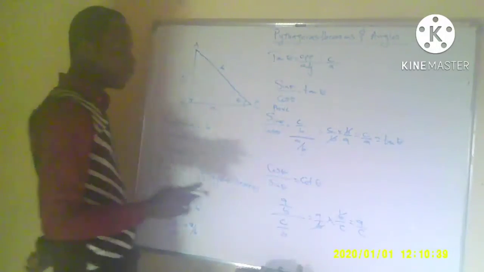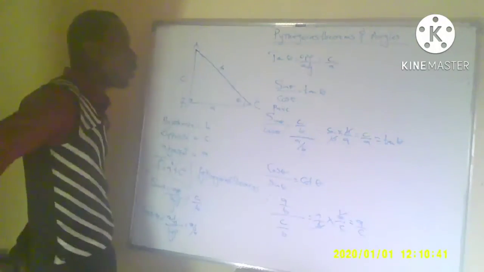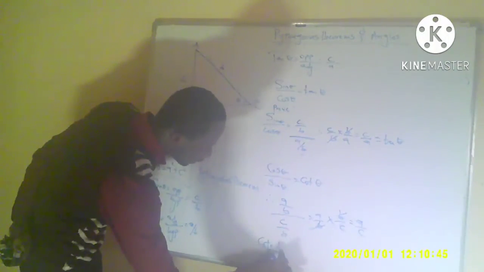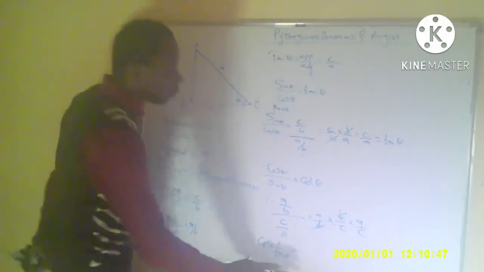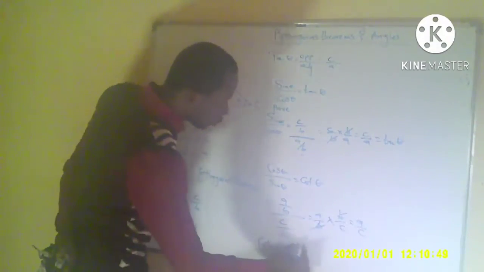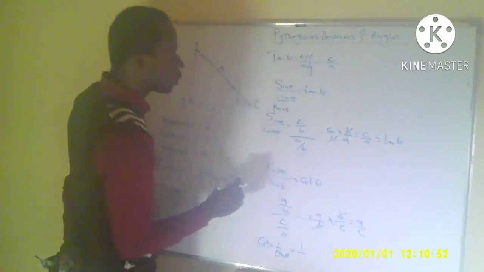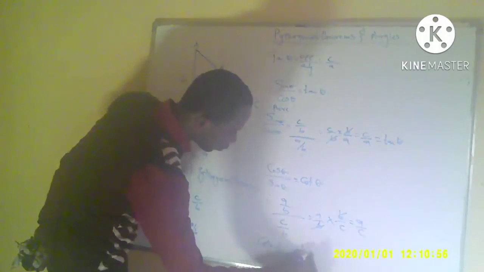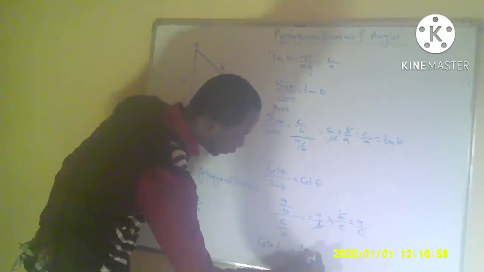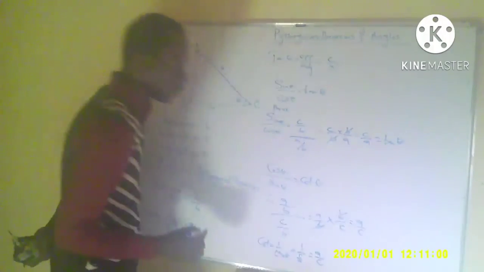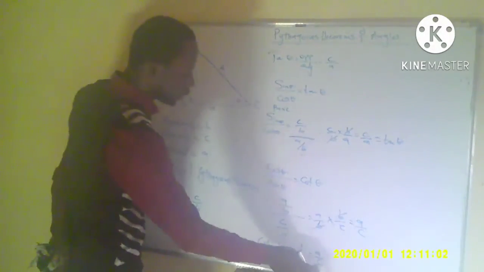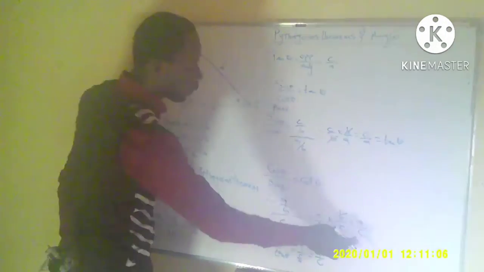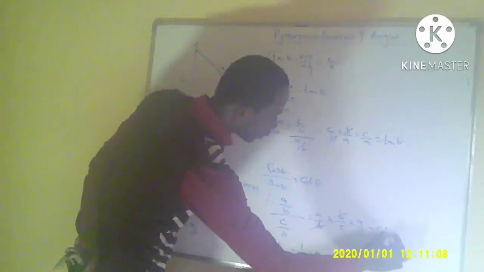Now you'll be wondering what is cot theta. Cot theta is equal to 1 over tan theta. So what is 1 over tan theta? Tan theta, which is C over A, the inverse now will give us A over C. So now cot theta is equal to A over C, and we have proved that cos theta over sin theta is equal to cot theta, which is A over C.